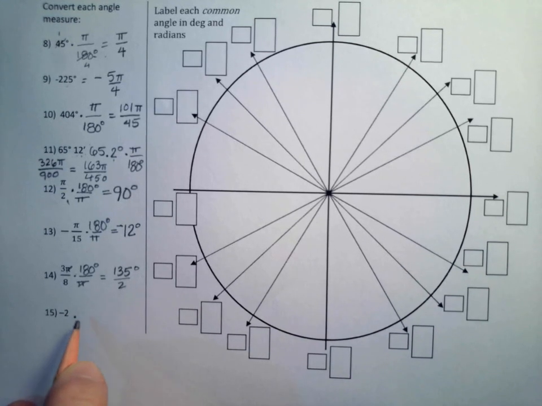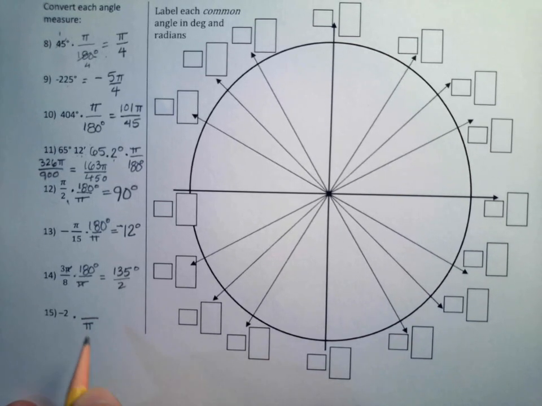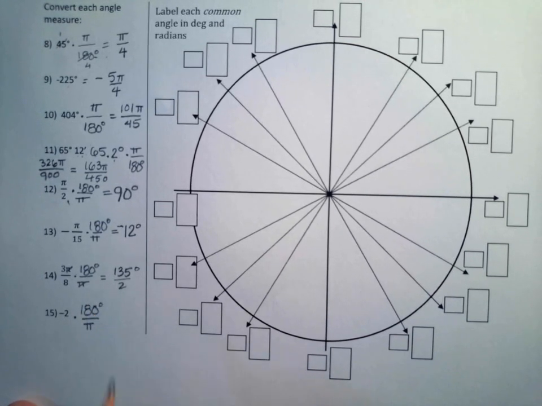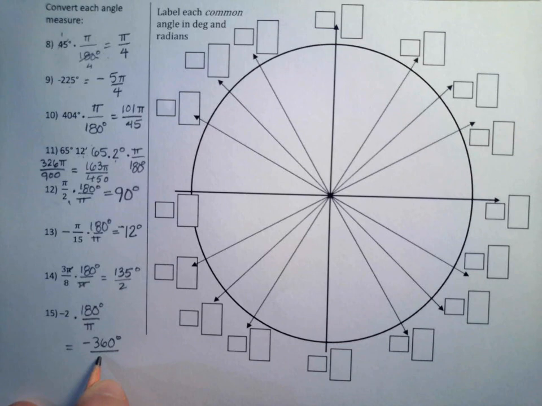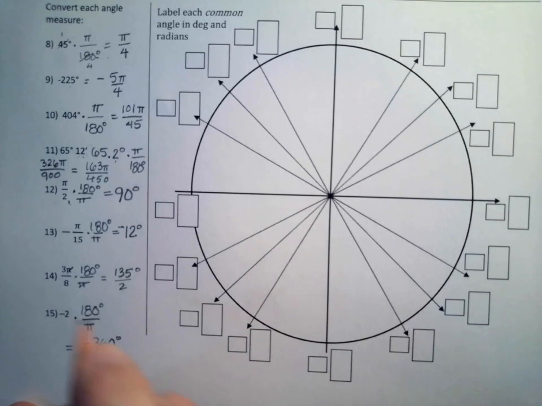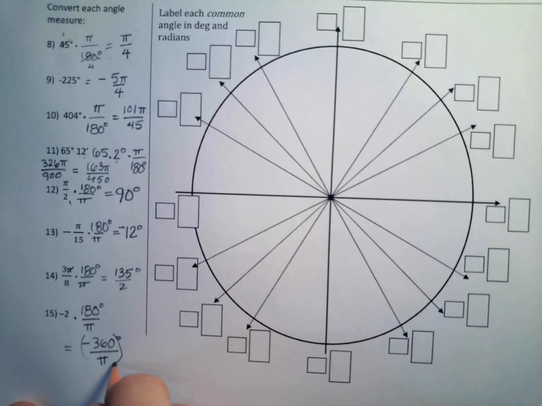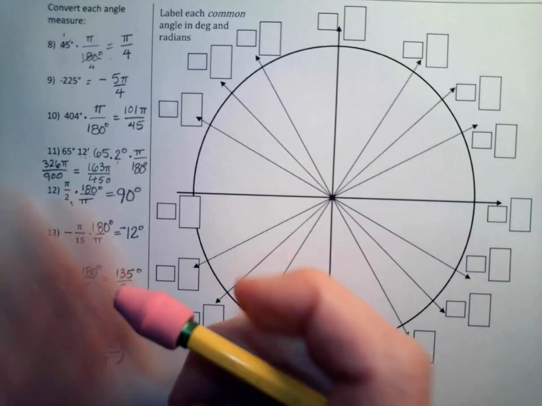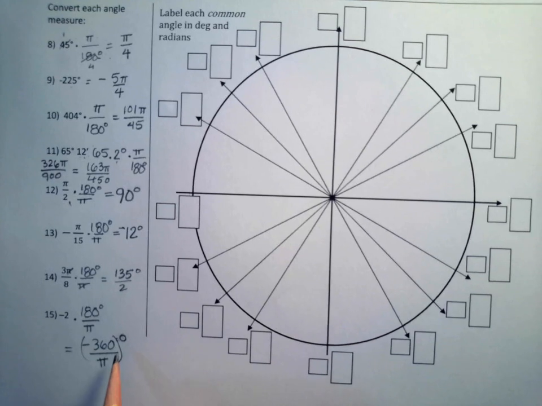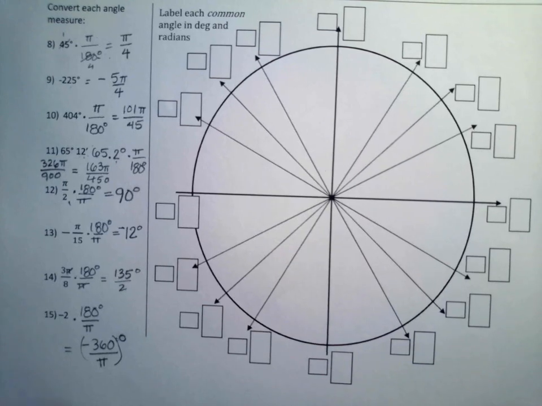I'm still going to multiply by pi radians on the bottom, 180 degrees upstairs. So this one's going to be a little wacky. This one is negative 360 over pi degrees. Sometimes we'll write it like the fraction and then a degree symbol outside of it. But this one is degrees. It just also happens to have a pi in it. Okay, so now let's look at this.